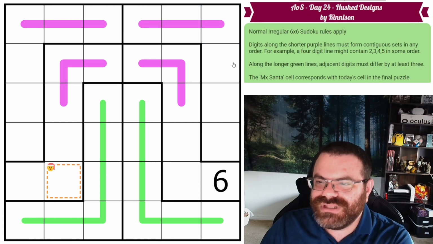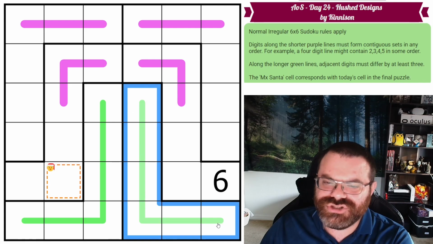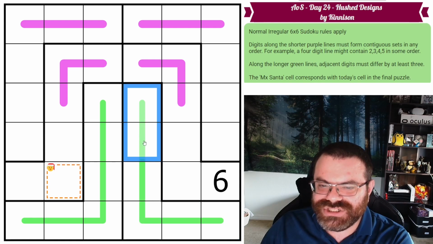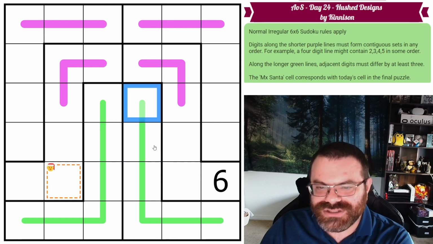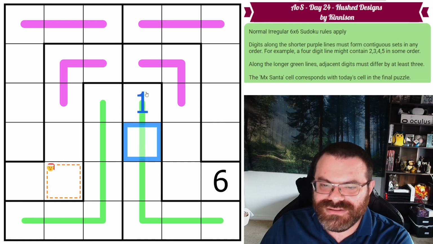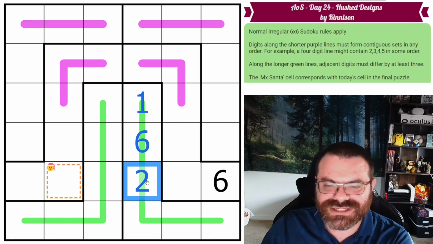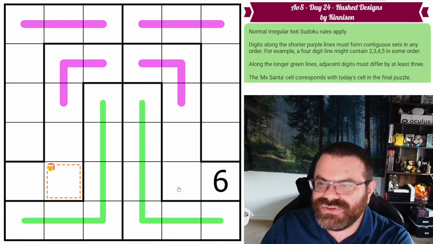And also, we have green lines. Green lines are usually called German whisper lines. In this case, digits that are adjacent on the line have to have a difference of at least 3. So if I put a 1 here, I have to have a difference of at least 3, so this would be 4, 5, or 6. Let's say I pick the 6, then I could go down to, say, 2 if I wanted to, because that's a difference of 4. It just has to be at least 3. What I can't do is put a 4 here, because that has a difference of 2. All right, so those are all the rules.